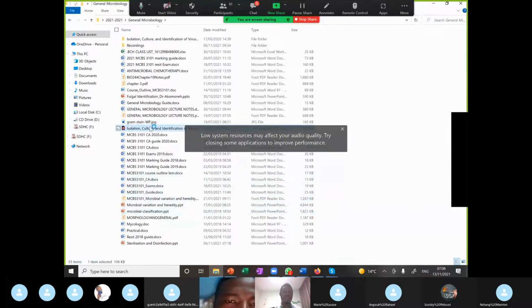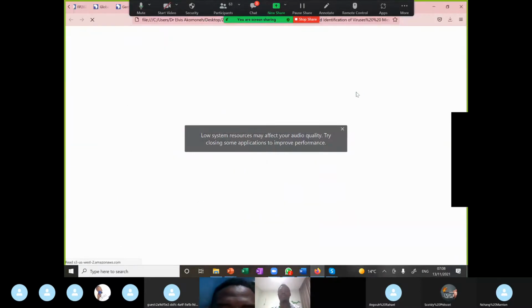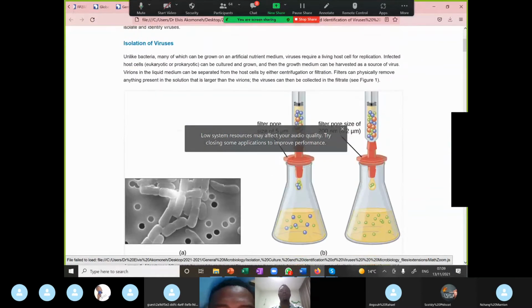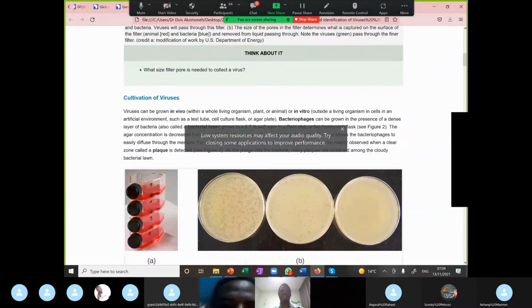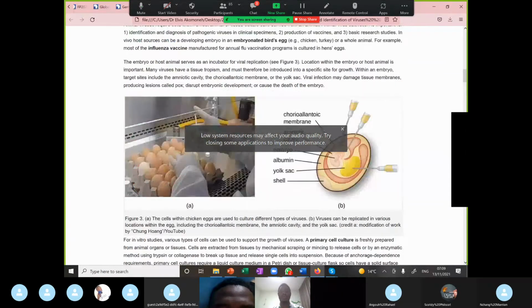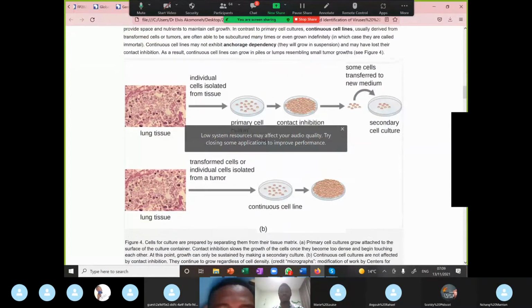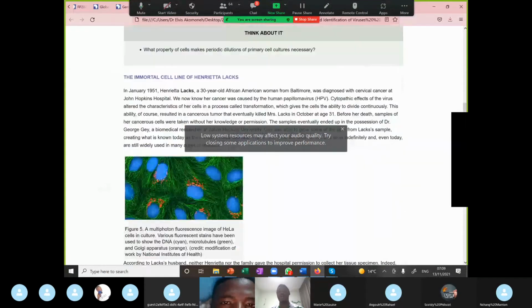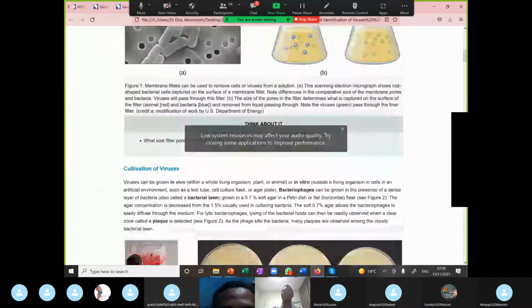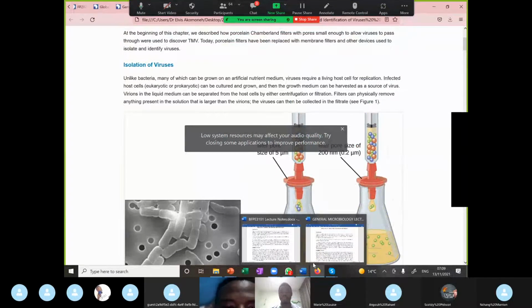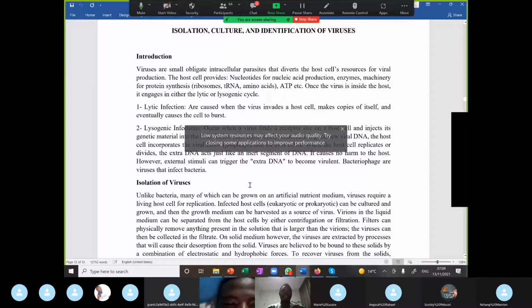Today we are going to be talking about viruses. We'll be looking at how to isolate viruses, how to culture viruses, and how to identify viruses after our culture. There's a lot to cover about viruses, but unfortunately, I have just a single lecture for that, so I will try to be very succinct and ensure that you grab the basics of viruses.